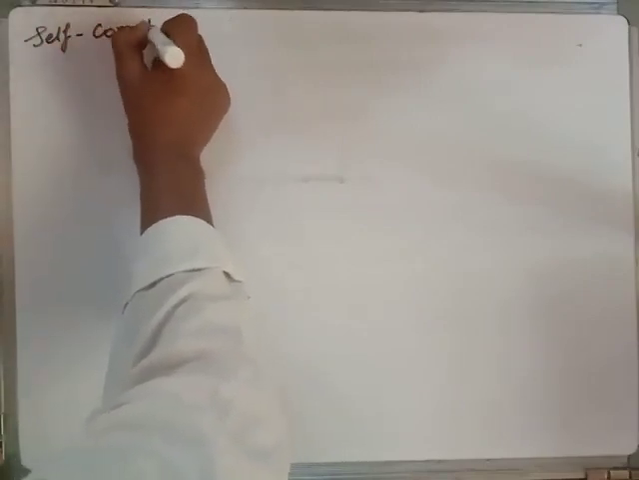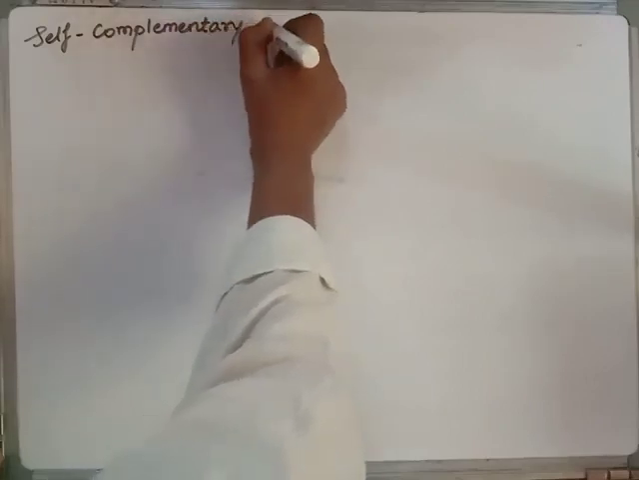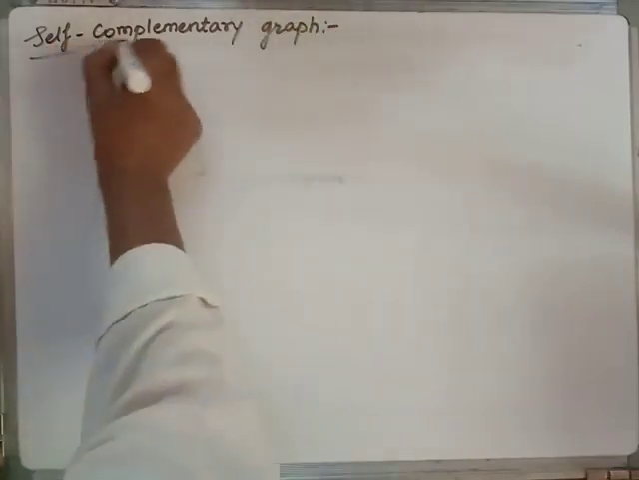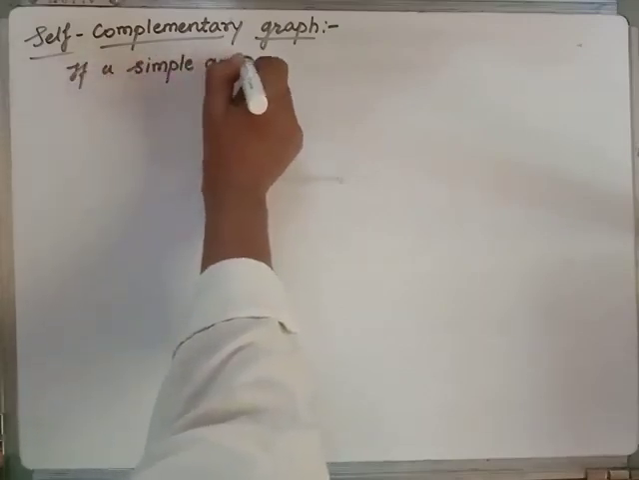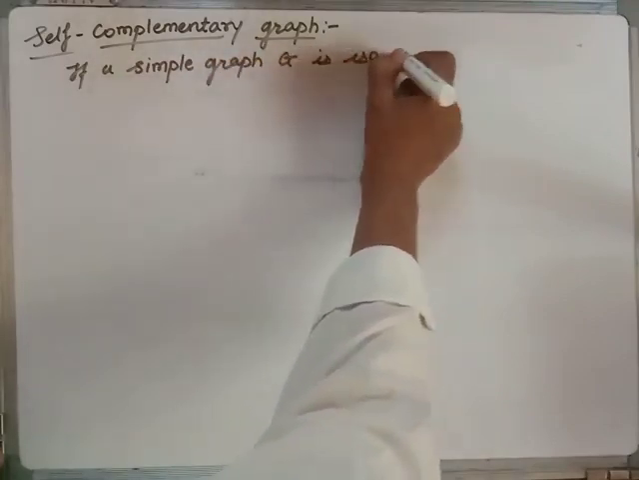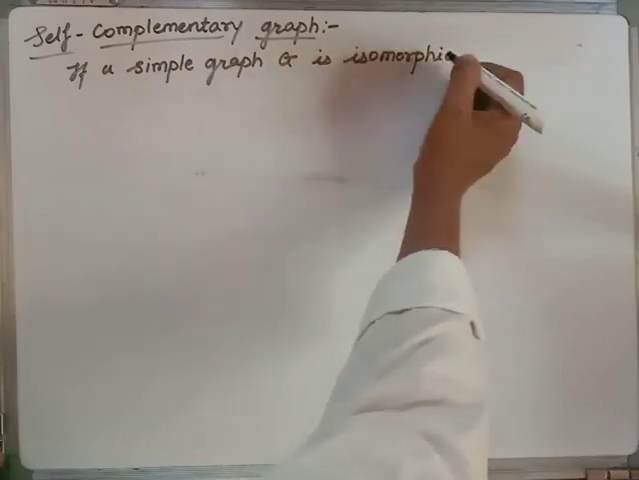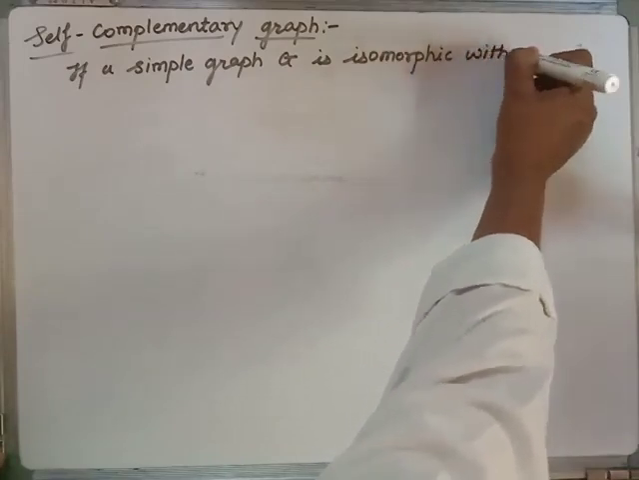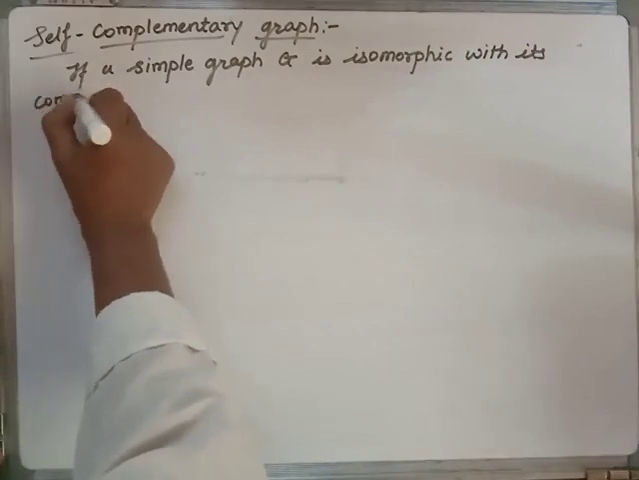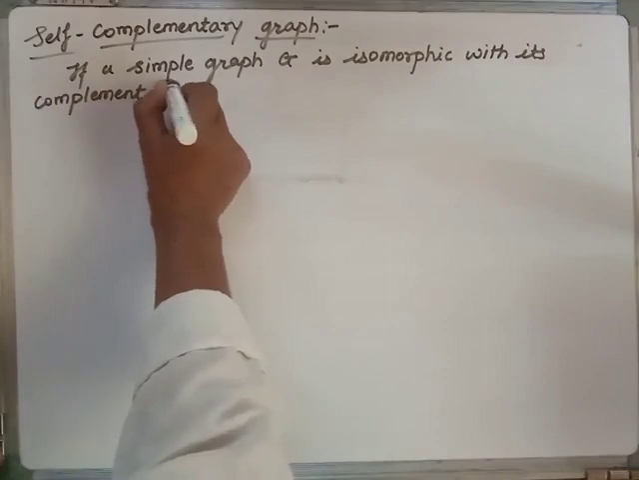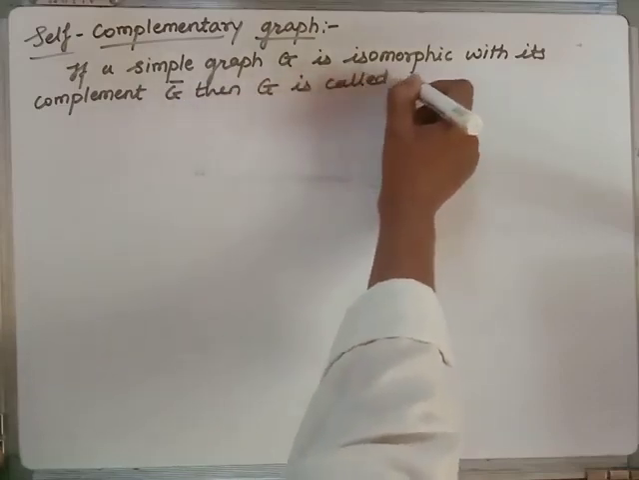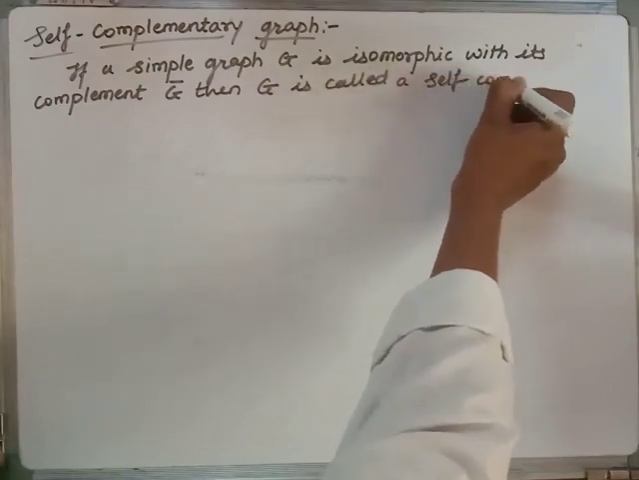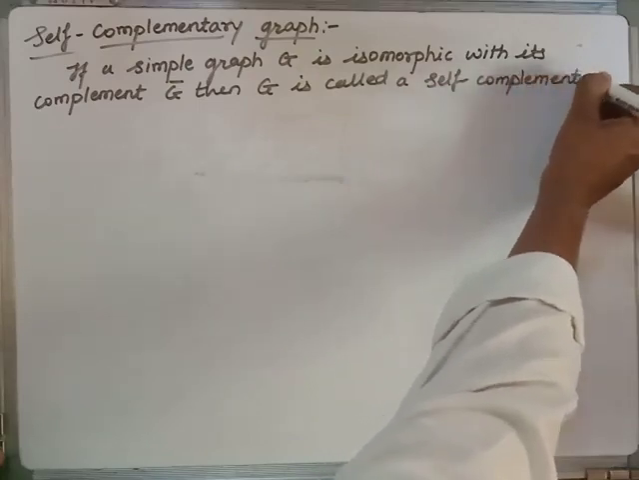Now next thing, self-complementary graph. Now what it is: if a simple graph G is isomorphic with its complement G bar, then G is called a self-complementary graph.